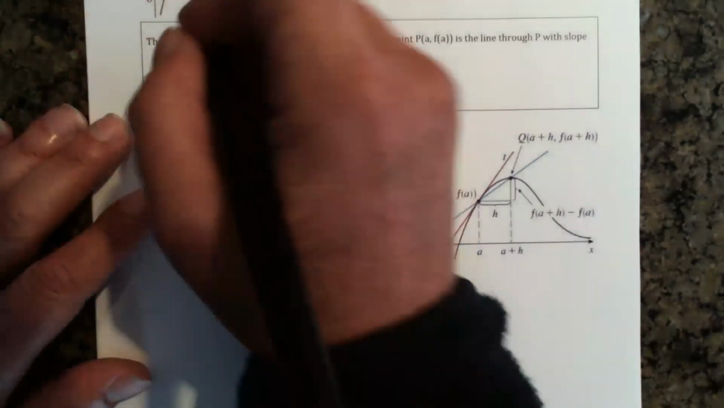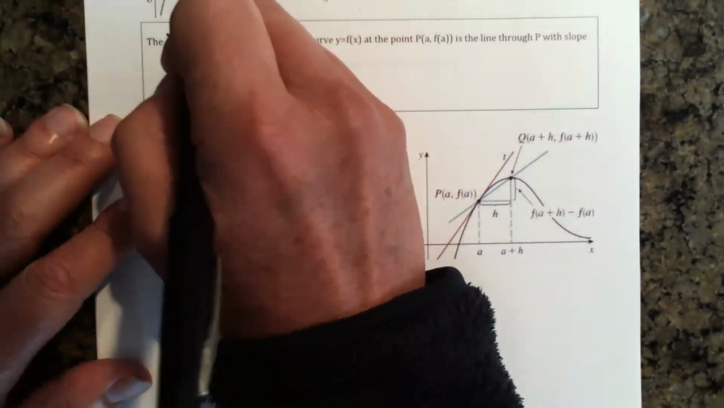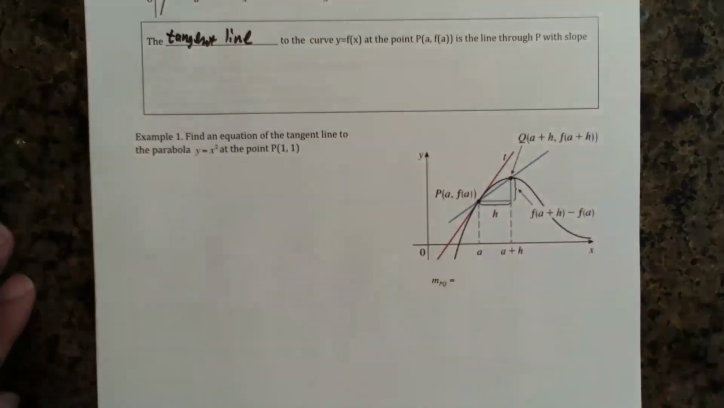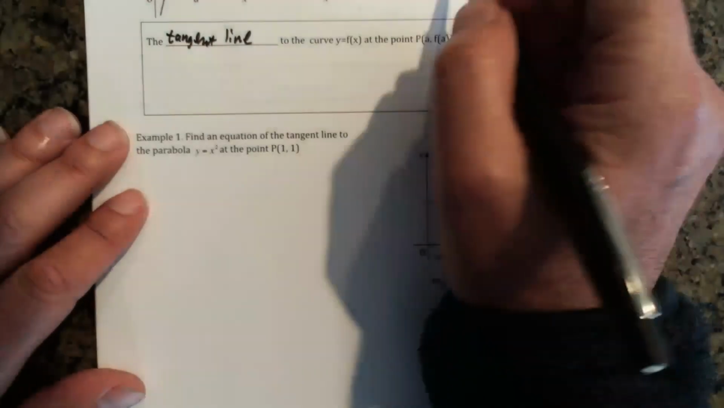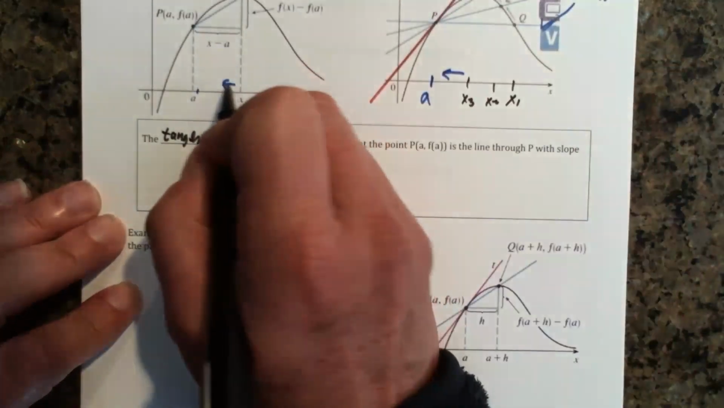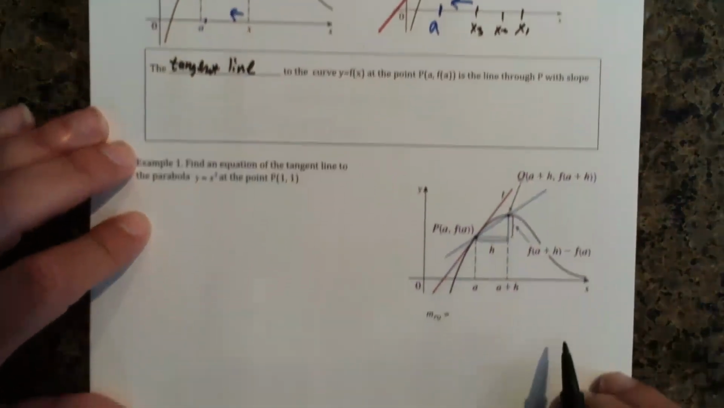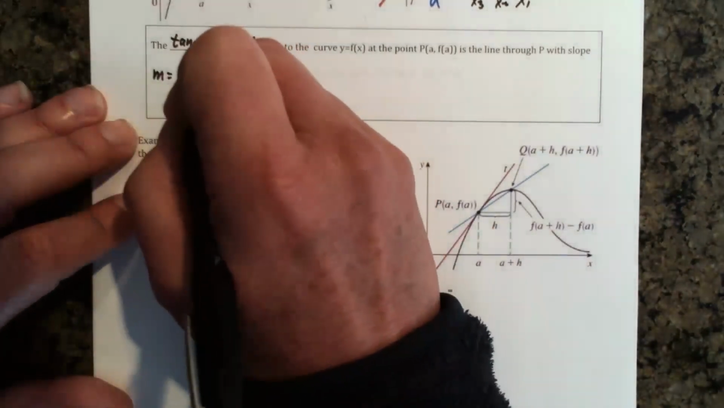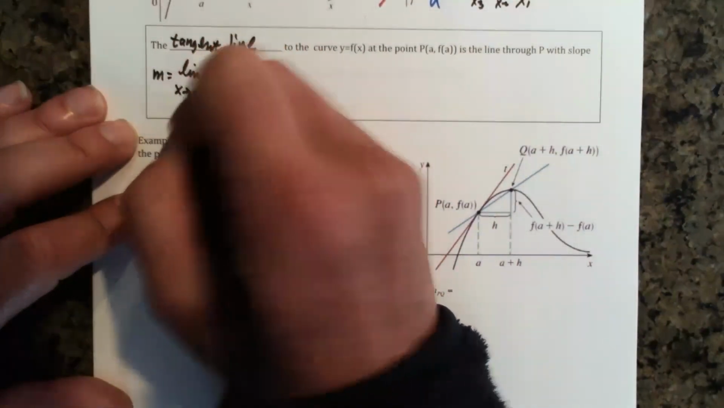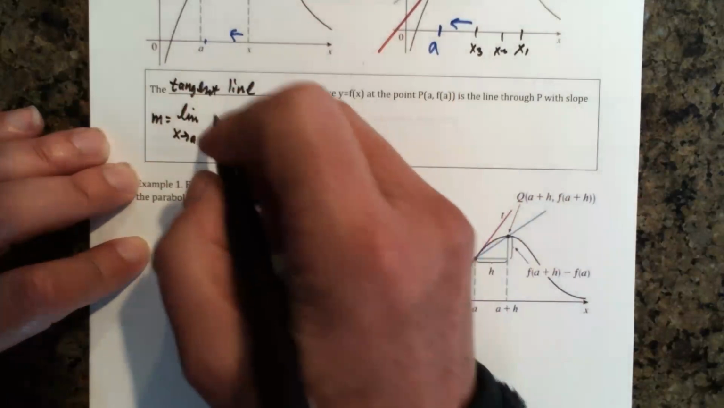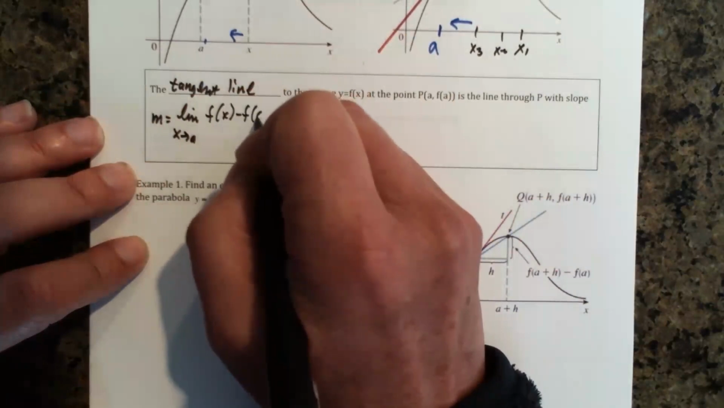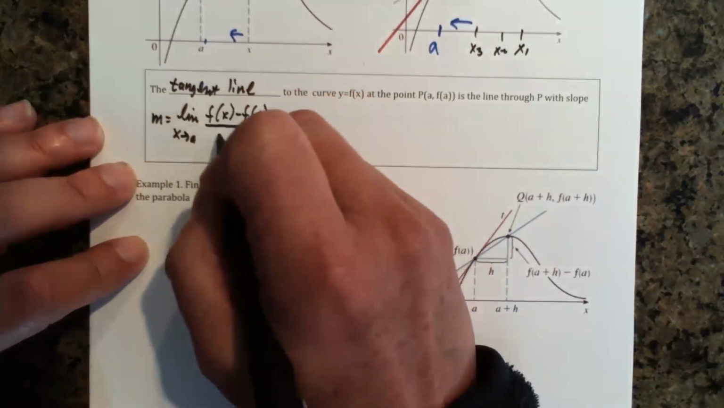The tangent line to the curve y equals f of x at point a, comma f of a, is a line through P with a slope. And once again, we're trying to jam this as close as we can. We're trying to make that zero the best that we can. So we're going to end up with this. The slope is the limit as x is approaching a, that's what we're doing up here, x is approaching a, of f of x minus f of a over x minus a.